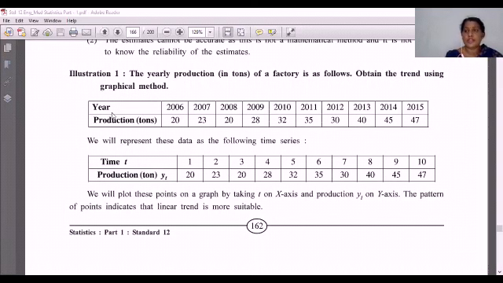See, in the solution here they are writing 1, 2, 3, 4, 5, 6, 7, 8, 9, 10. The sequence-wise numbers we are writing. Instead of 2006, 7, 8, 9, 10, they are using t. t means you have to write in order form, in a sequence of numbers. Then production, that means y or yt, that is called yt. So you have to write the same as what is given.